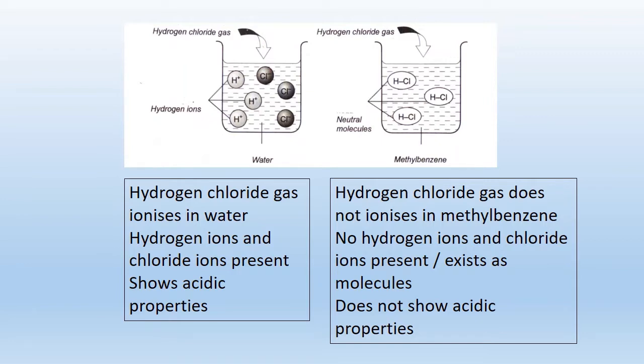Hydrogen chloride gas in water ionizes. Hydrogen ions and chloride ions are present, showing acidic properties. However, hydrogen chloride gas does not ionize in methylbenzene. No hydrogen ions and chloride ions are present; it exists as molecules and does not show acidic properties.